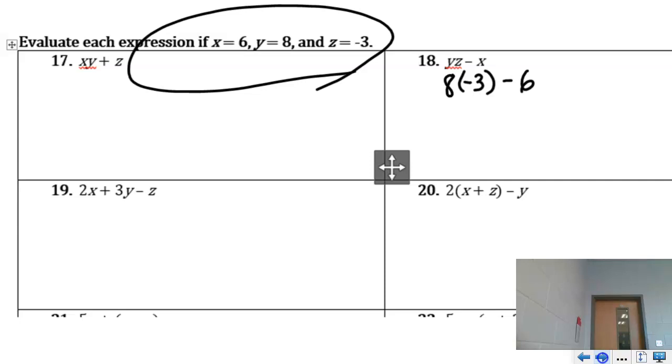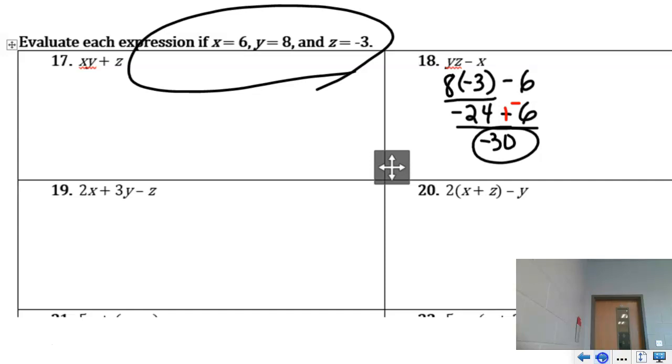So it looks like I have a multiplication or a subtraction. I'm going to multiply first and then subtract. So negative 24 minus 6 is negative 30. Let's circle my answer. And so you want to be careful on that one. Using the rules of integers, sometimes we add the opposite when we're doing a subtraction problem.